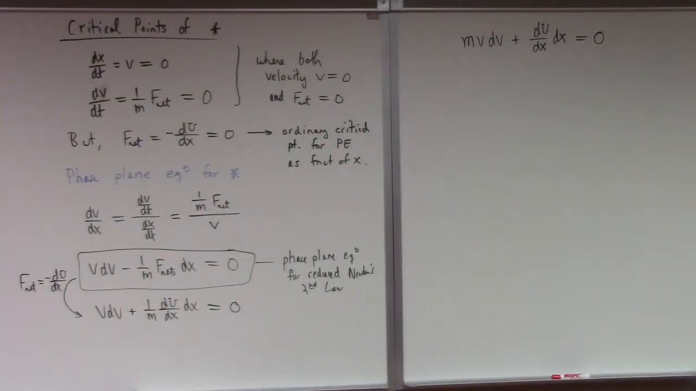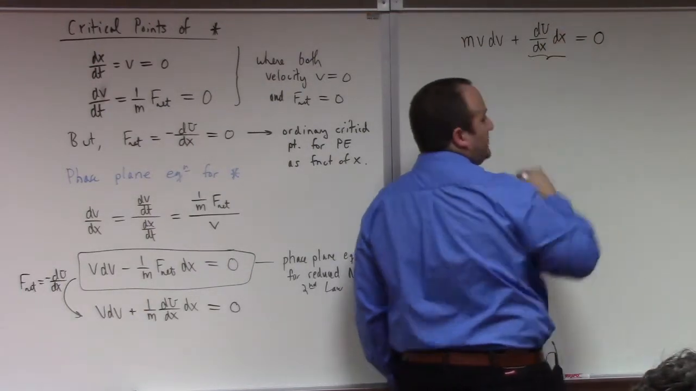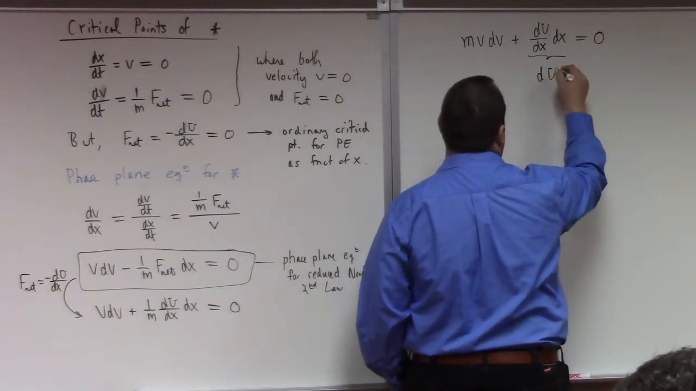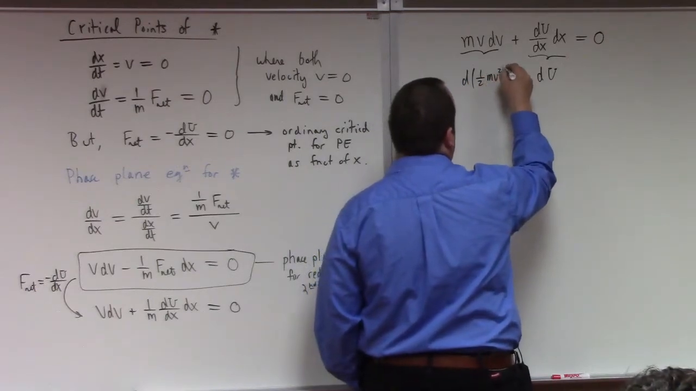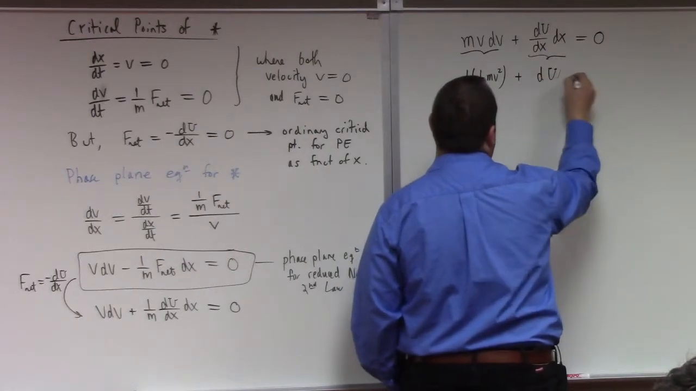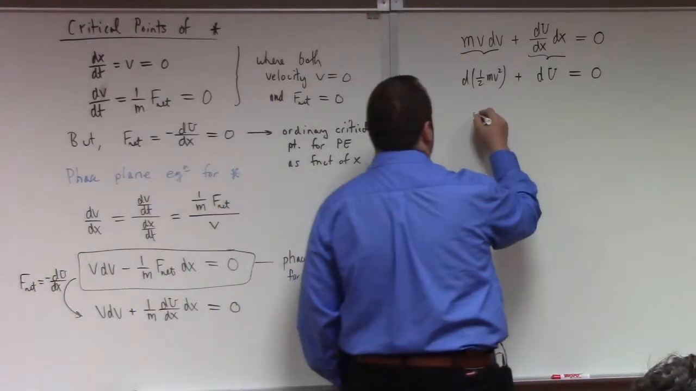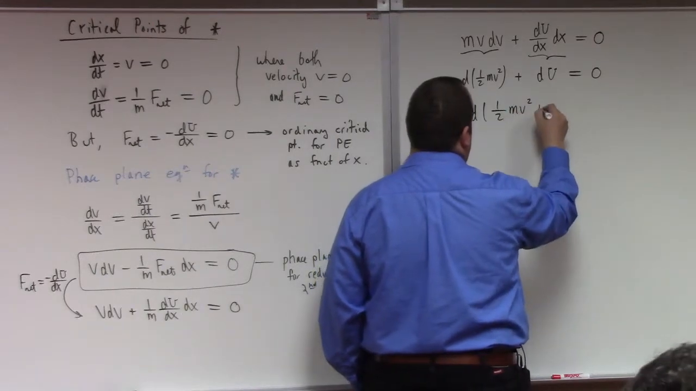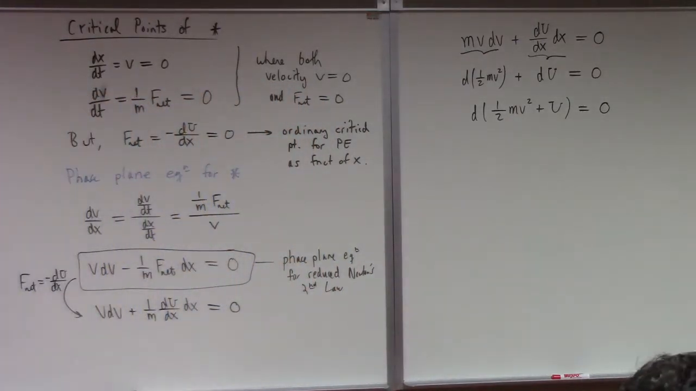Now, if u is just a function of x, what's du dx dx? U is just a function of x. This is just the total differential of u, right? That's just du. This is actually the differential of 1/2 mv squared, right? Because v is not a function of x. We take v and x to be independent variables. So in total, then, we've got the differential of 1/2 mv squared plus u equals to 0 for a conservative system. What is 1/2 mv squared plus u, though? Energy, right? You guys know this.